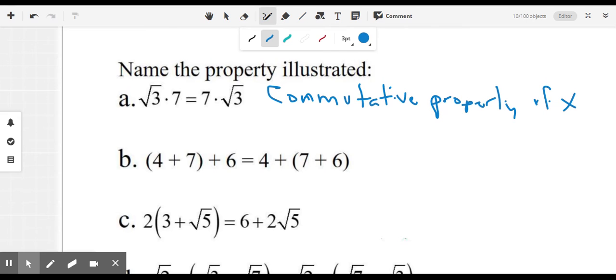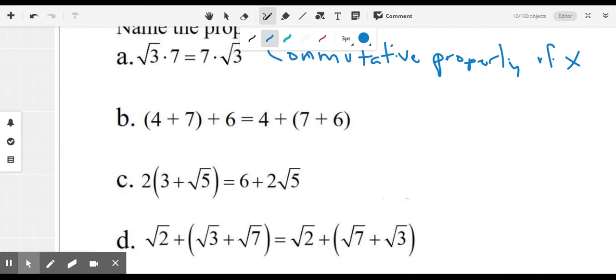All right, notice the next one. 4 plus 7 plus 6, 4 plus 7 plus 6. It's all the same order. The only difference is we are grouping them differently. Remember, that is the associative property of addition, because it's adding.